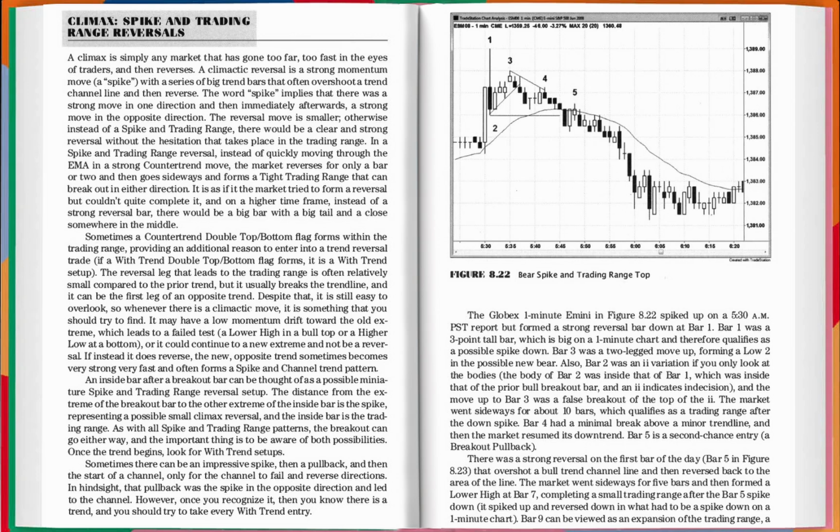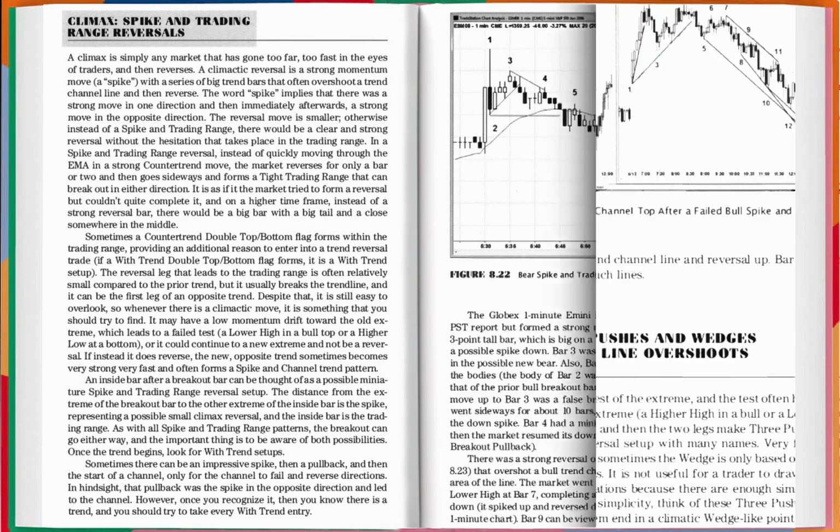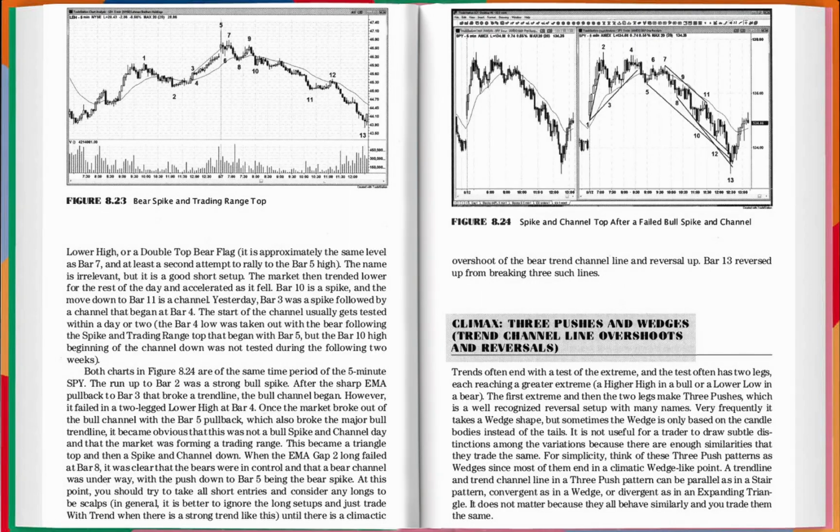Bar 9 can be viewed as an expansion of the trading range, a lower high, or a double top bear flag. It is approximately the same level as bar 7, and at least a second attempt to rally to the bar 5 high. The name is irrelevant, but it is a good short setup. The market then trended lower for the rest of the day and accelerated as it fell. Bar 10 is a spike, and the move down to bar 11 is a channel.